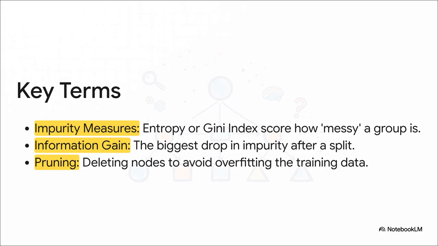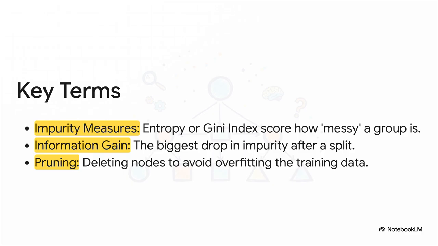So how does it do this automatically? Well, algorithms use formulas, like entropy or the Gini index, to put a number on how messy each group is. Then they search for the one question that provides the highest information gain, which is just a fancy way of saying the question that cleans up the mess the most.